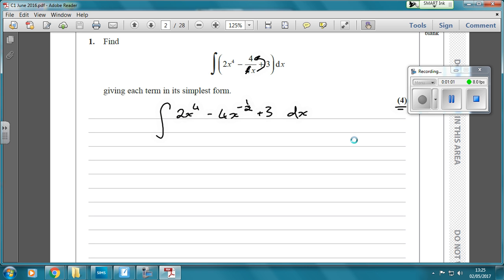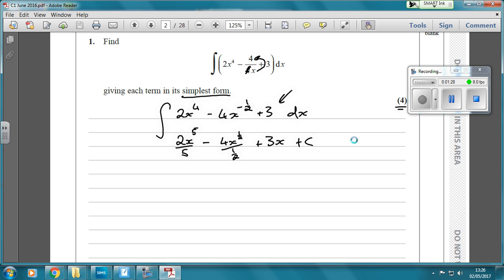What we do is we raise the power by 1 and then we divide by that power. So the first thing is going to be 2x to the power of 5 over 5. Next one, 4x to the power of, if you go up from minus a half by 1, that's going to be to the power of a half. Then we divide by a half. Any number, you're going to stick an x on the end of it, so plus 3x. And we're going to stick a plus c on the end.